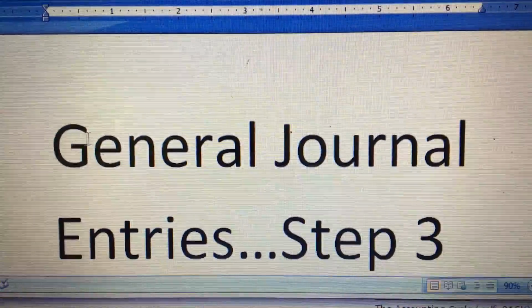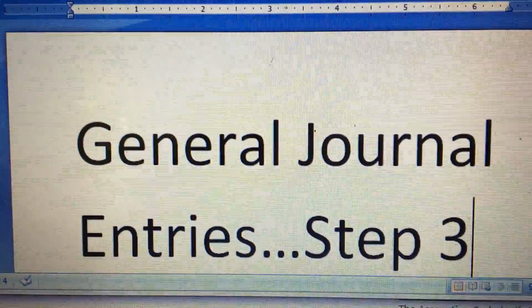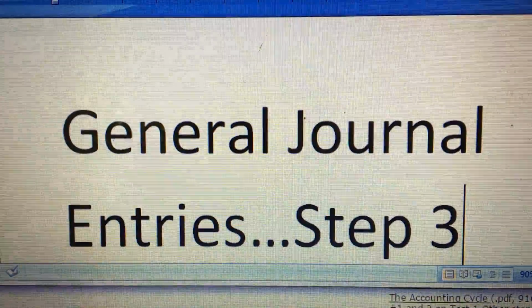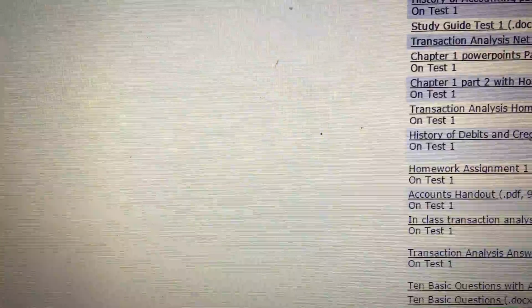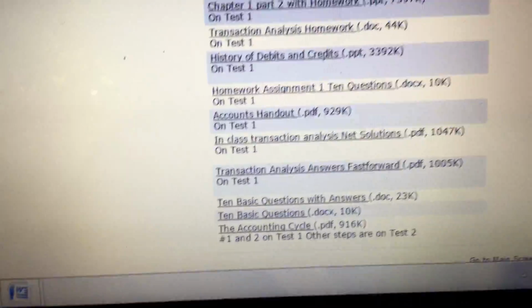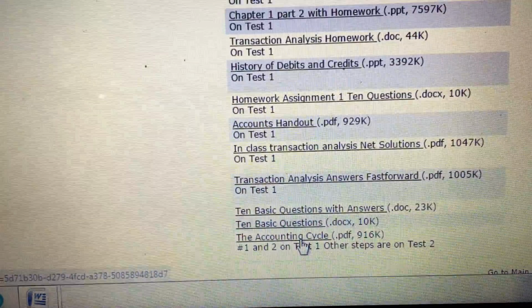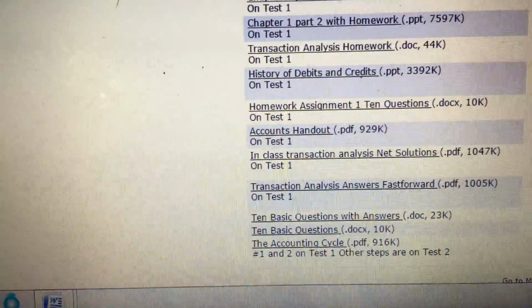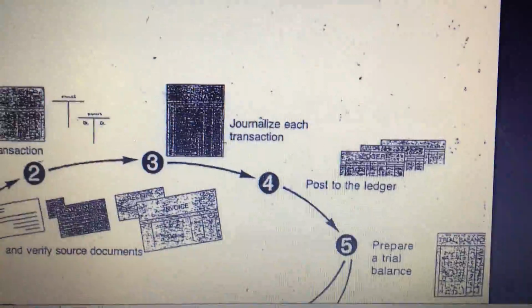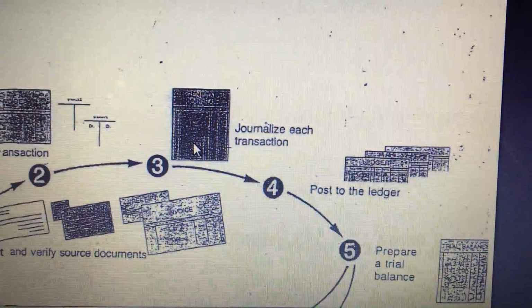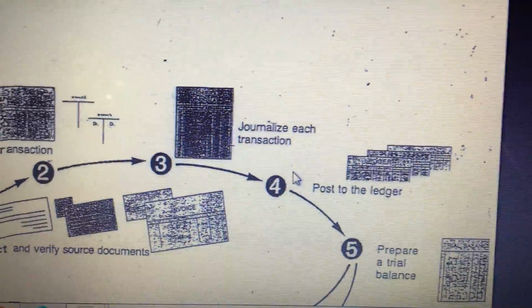Good morning, students. Today we're going to be doing general journal entries. This is step 3 in the accounting cycle. If you would, let's go to your handouts page of Wolf Den, and I want you to find the accounting cycle, and we want to take a look at that. If you'll click that on, this is where we are, step 3, and then we'll move on to step 4, hopefully on Tuesday.